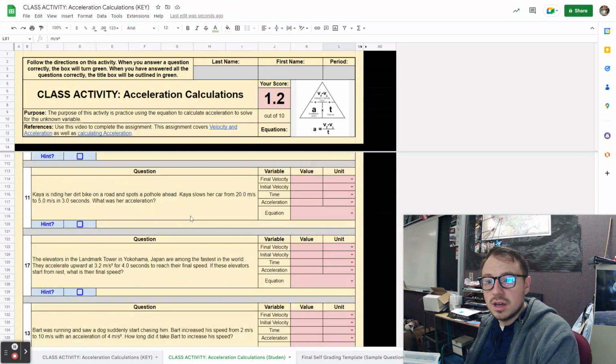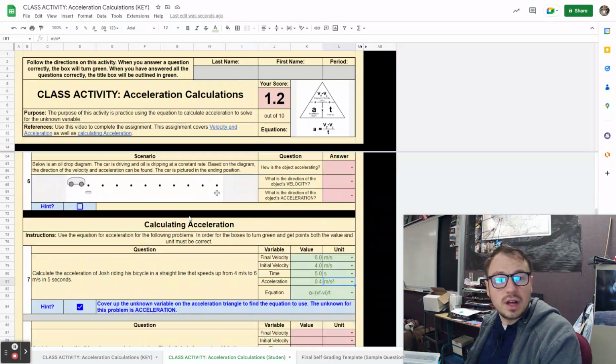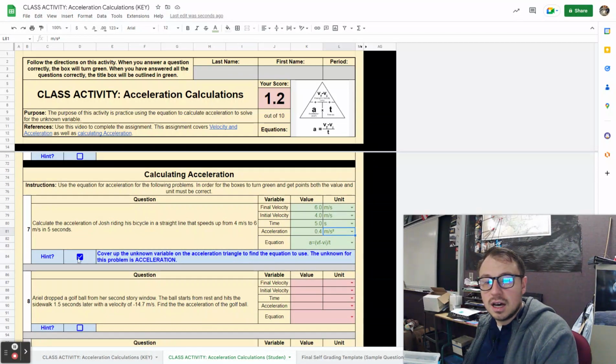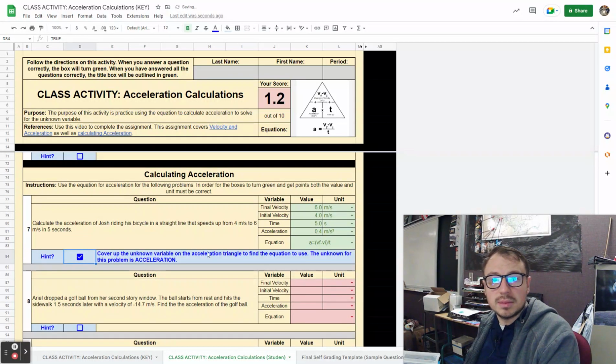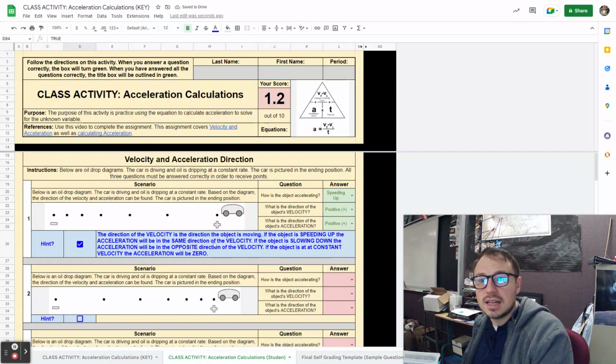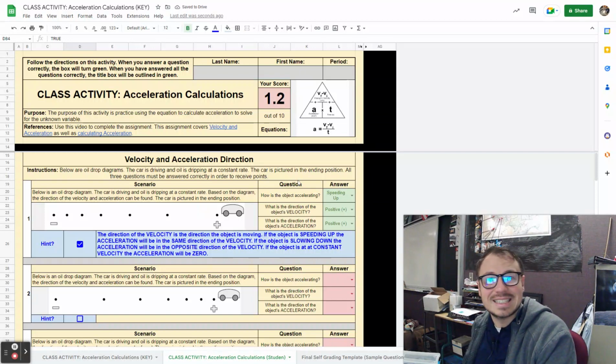So there are several questions about this. Just follow that step, use those hints, and you'll be able to get these problems. So once again, this is the class activity in order to calculate acceleration.